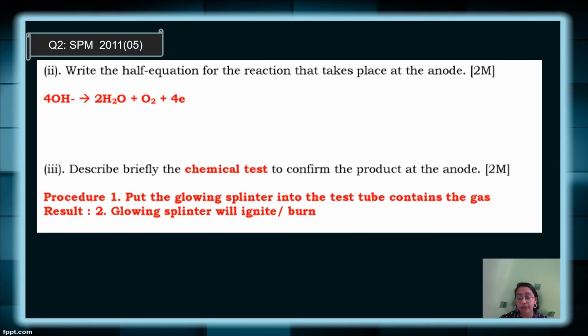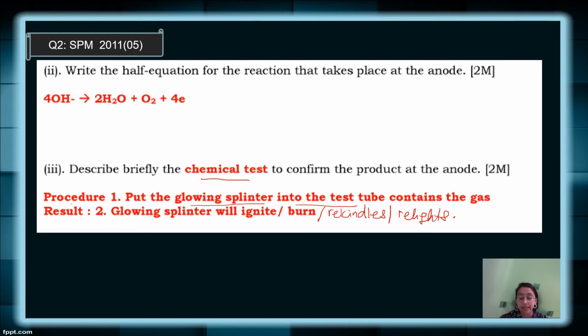Okay, and now describe briefly the chemical test for the product formed at the anode. You still remember the set 1, which forms the oxygen and water. So how do you test the product? Remember, when we say chemical test, you must have the procedure and the result, which is the observation. When we are talking about procedure, make sure you mention what we're going to use, the reagent or the tool. Okay, so put the glowing wooden splinter into the test tube containing the gas. So your observation will be the glowing splinter will ignite or burn, or you can say it will rekindle or relight. Okay, these are the words you can use to describe.